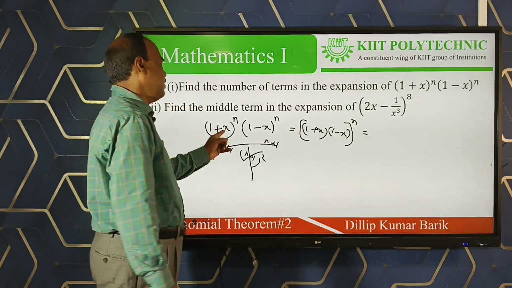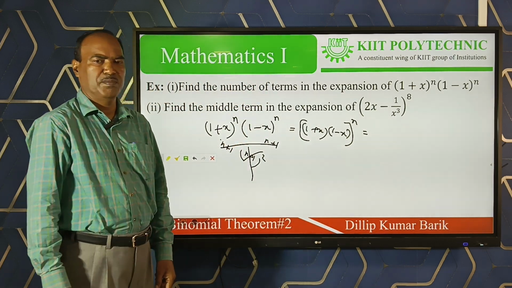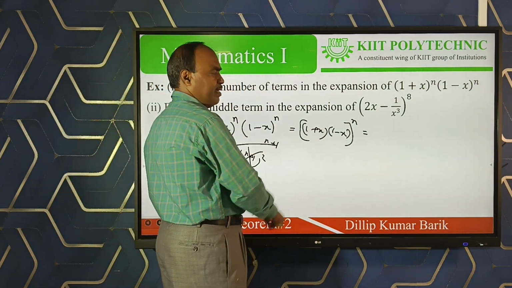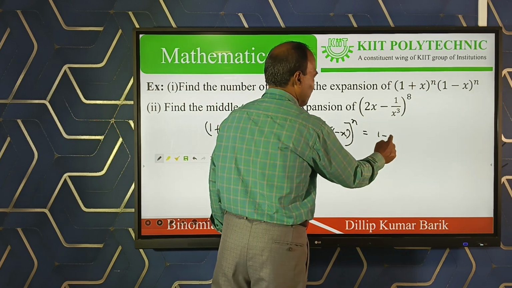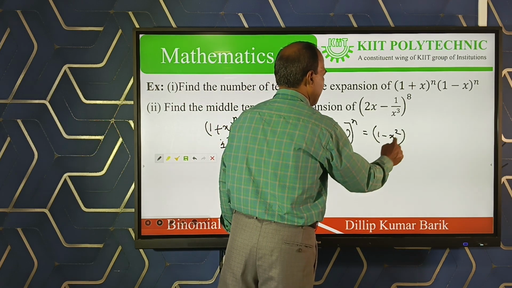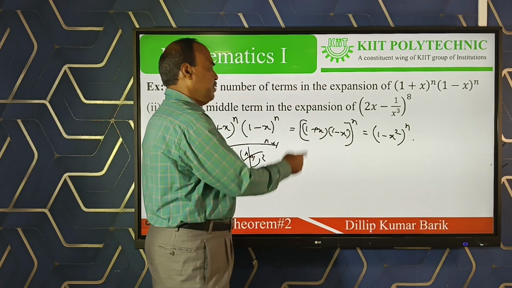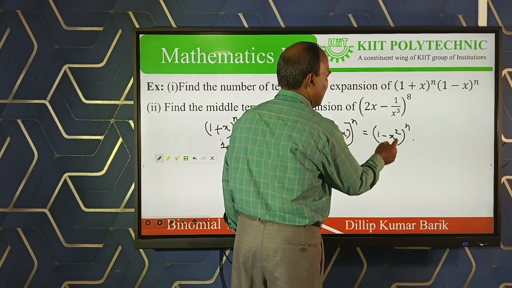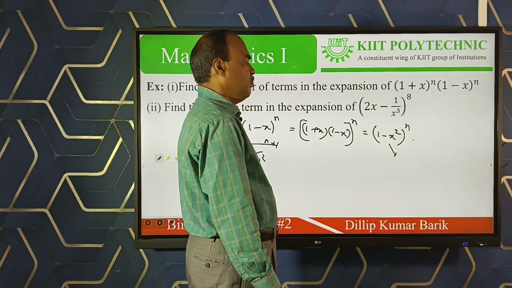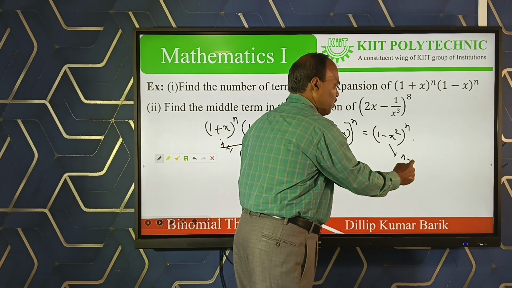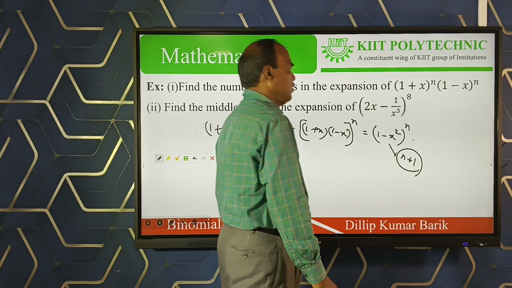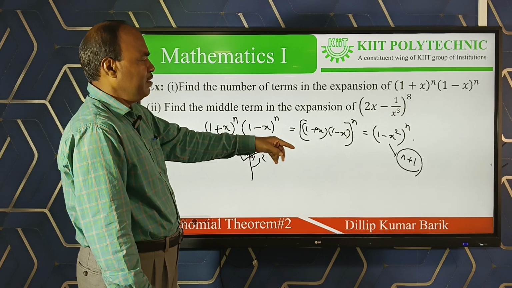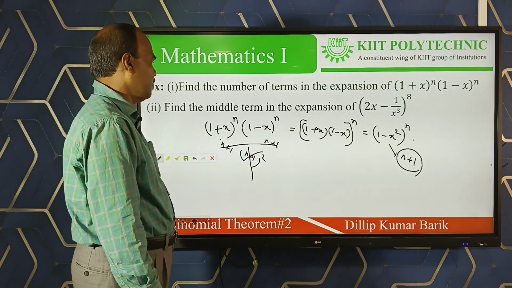Clear? We already know a to the power n into b to the power n is nothing but (ab) whole to the power n. And (1 plus x) into (1 minus x) is again under a formula (a plus b)(a minus b) equals a square minus b square, which is nothing but (1 minus x square) whole to the power n. See, this is now a single binomial, and in this binomial, as per our previous discussion, the number of terms is just one more, or n plus 1 terms. So how many terms are there in this expansion? There are n plus 1 terms.